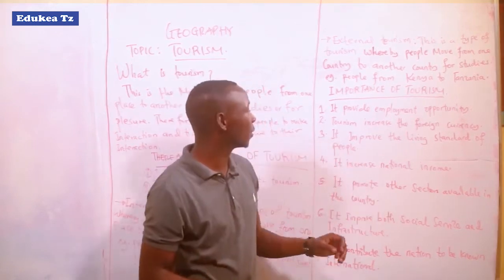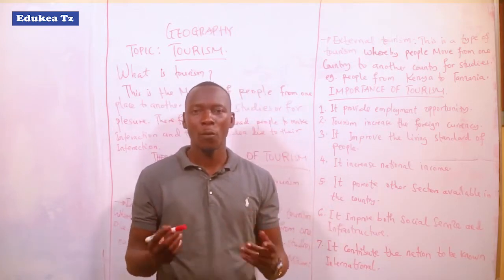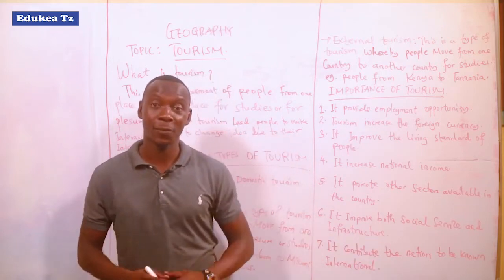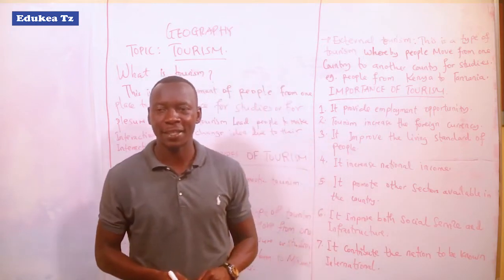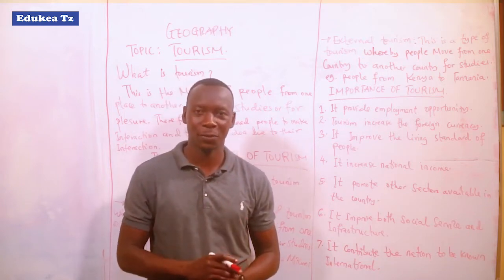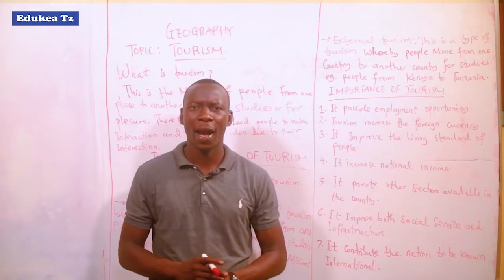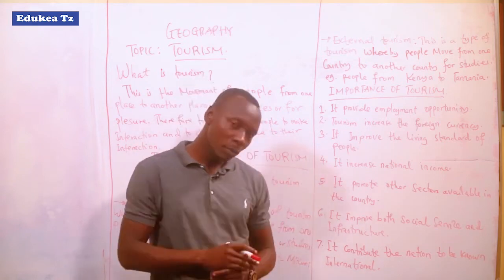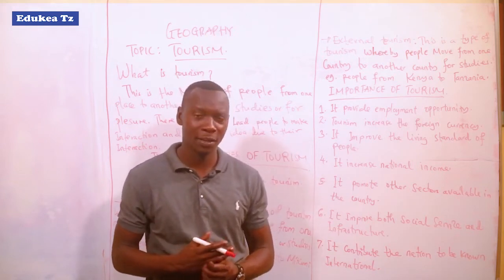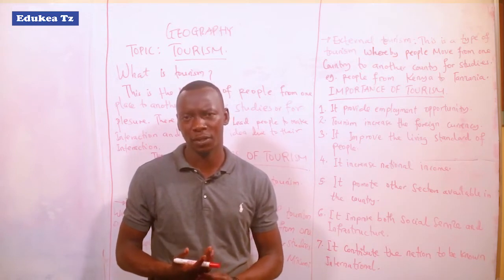Let us continue with external tourism. External tourism is the type of tourism whereby people move from one nation to another for studies, pleasure, or leisure. It is an international tourism whereby people move from their country to another country for studies or pleasure. So this external tourism has been a pull on the economic factor, whereby different nations earn some amount of money from those people who come into the country for studies, pleasure, or leisure.